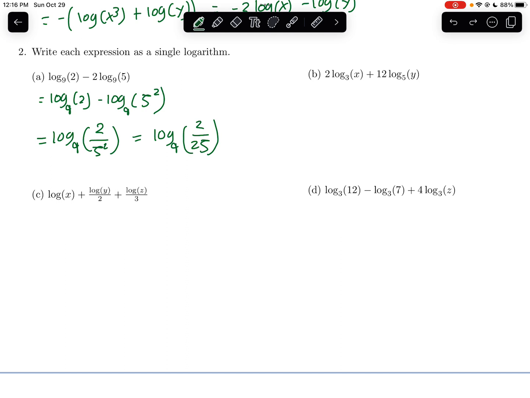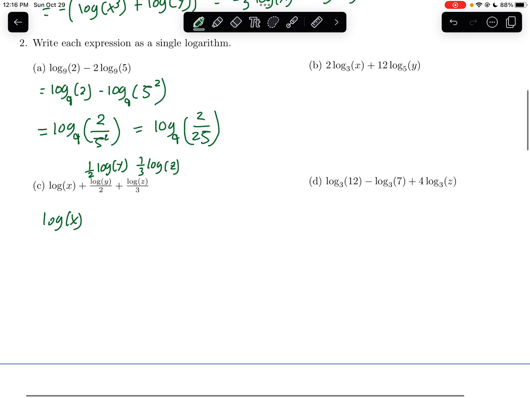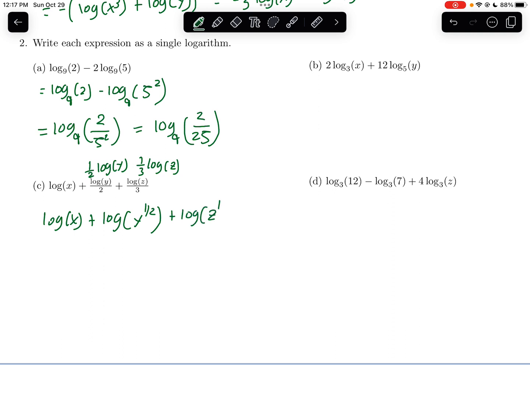Okay. So for part C, we can write this as log x, and this is actually 1/2 log y, and this is actually 1/3 log z. So this is the same as writing log of y to the 1/2 plus log z to the 1/3. So now we've gotten rid of the coefficients. Now we can apply the product addition rule. So this is log of x times y to the 1/2 times z to the 1/3, like that.